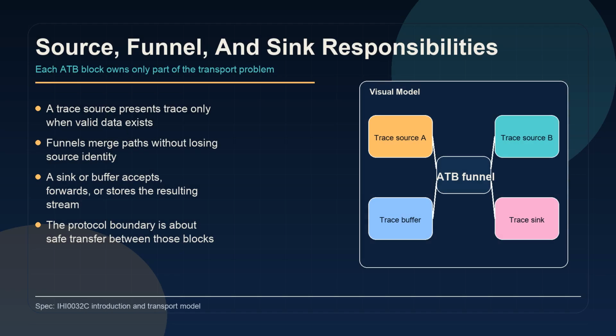The first RTL simplification is to separate roles. A source only knows when it has trace. A funnel only knows how to merge paths. A sink or buffer only knows when it can accept more data.